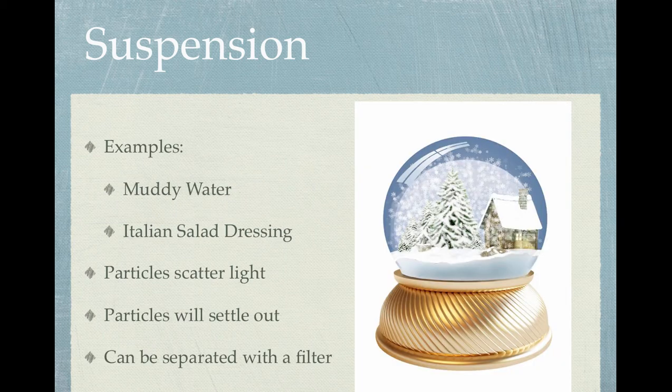Here are some examples of suspension. Muddy water, Italian salad dressing, and if you look to the right there, a snow globe is actually an example of a suspension because the snowflakes settle out. So again, those particles are going to scatter light. If I were to shine a light through that snow globe, the particles would actually reflect the light back.